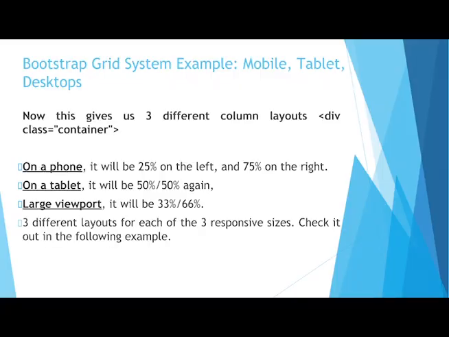And another example, we could work on mobile, tablet, and desktop. It's going to give us 3 different column layouts. On a phone, container will be 25% to the left and 75% to the right. On a tablet, it'll be 50-50, and on a large viewport, it'll be 33-63, just like we saw above.